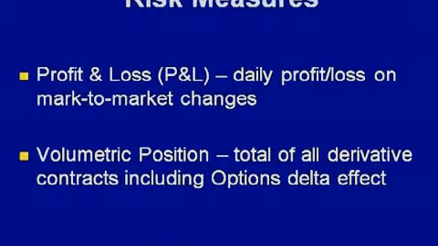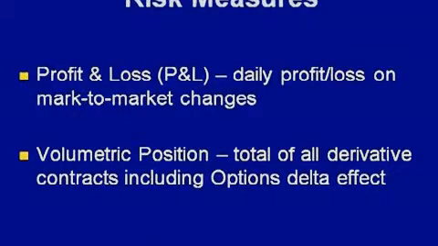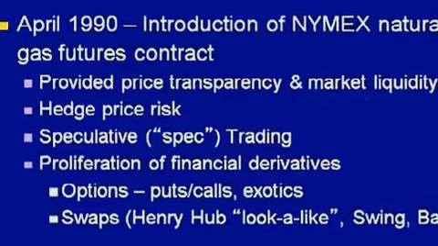I touched briefly on the idea of delta in the lecture on options. Delta represents the potential contract exposure that the writer of the option has. If the buyer of the option should choose to exercise those options, then the seller of the option is either going to have to go out and sell contracts or buy contracts to cover that position. And as time moves forward, their exposure to that changes daily. That's the delta effect. So when we're talking about the volumetric position of a financial trading book, we're talking about all contracts, the actual underlying financial derivative contracts, as well as the implied number of contracts that the book is exposed to for options sales.